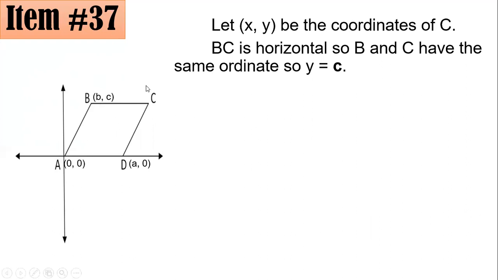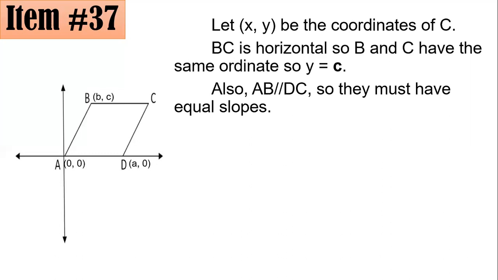And if BC is a horizontal segment, then they should have the same y value. That's why the y value of point C should be the same as B, which is this small letter c here. And we have a problem. We still need to find the value of the x coordinate.